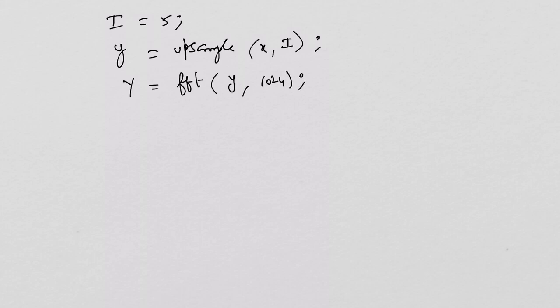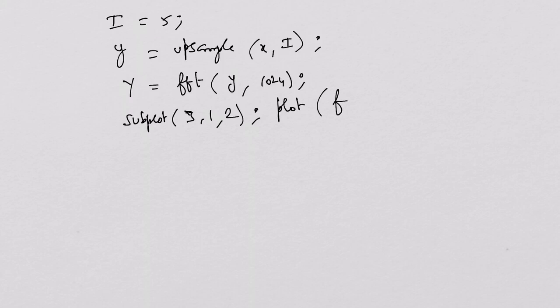For this upsampled signal, if you ask me to plot the spectrum, I can go for a subplot. 3 comma 1 comma 1 has already been used, so 3 comma 1 comma 2, which is going to have the plot. The plot has f as the scale, comma, the modulus of Y of 1 colon 512, which is the spectrum with which I can see the output.